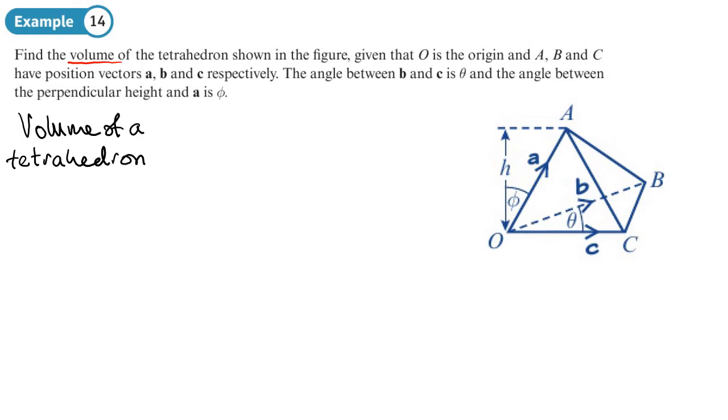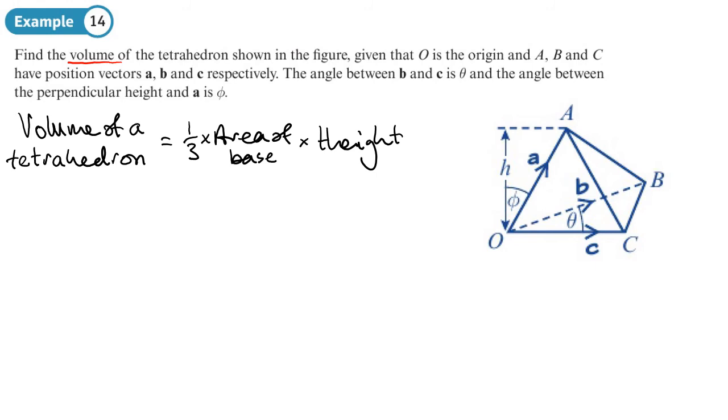And the way that we find the volume of a pyramid is we do a third times the area of the base, whatever the area of the base is, times by its height. So that's just a special type of pyramid with a triangular base.